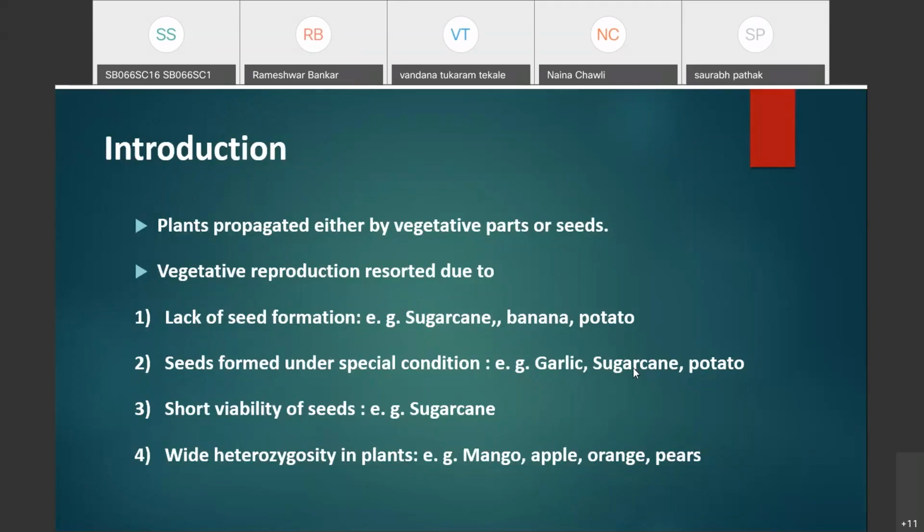Then the third reason, short viability of the seeds, for example in sugarcane. Okay, we have just discussed that sugarcane has a non-flowering habit and the seeds are not formed. But sometimes what happens? Sometimes flowering takes place and the seeds are formed, but these seeds are viable only for a short period, and that's why they cannot be used for propagation.